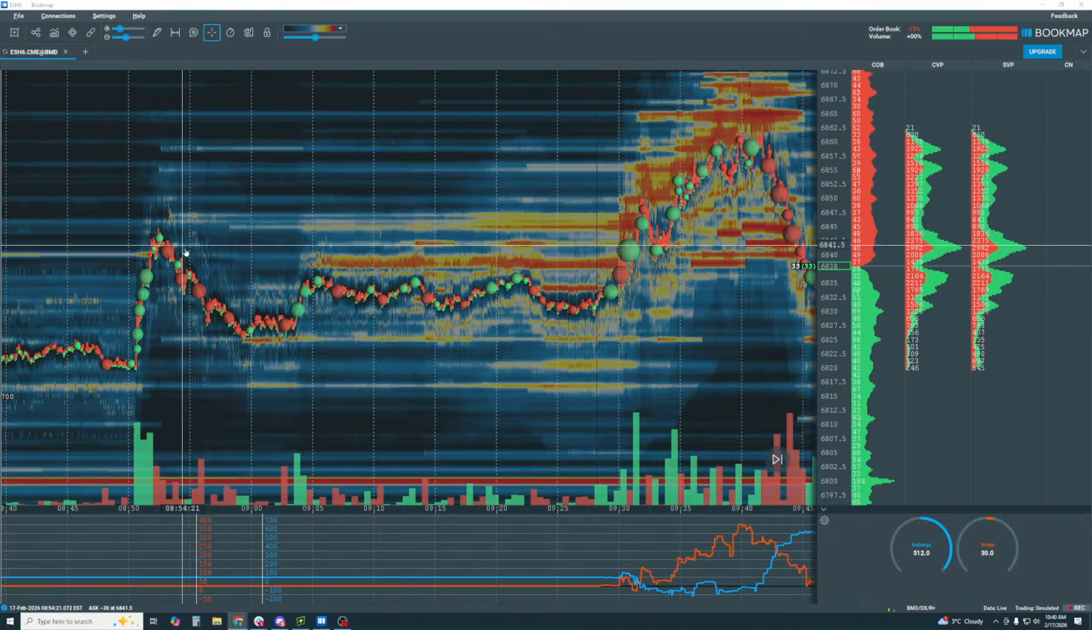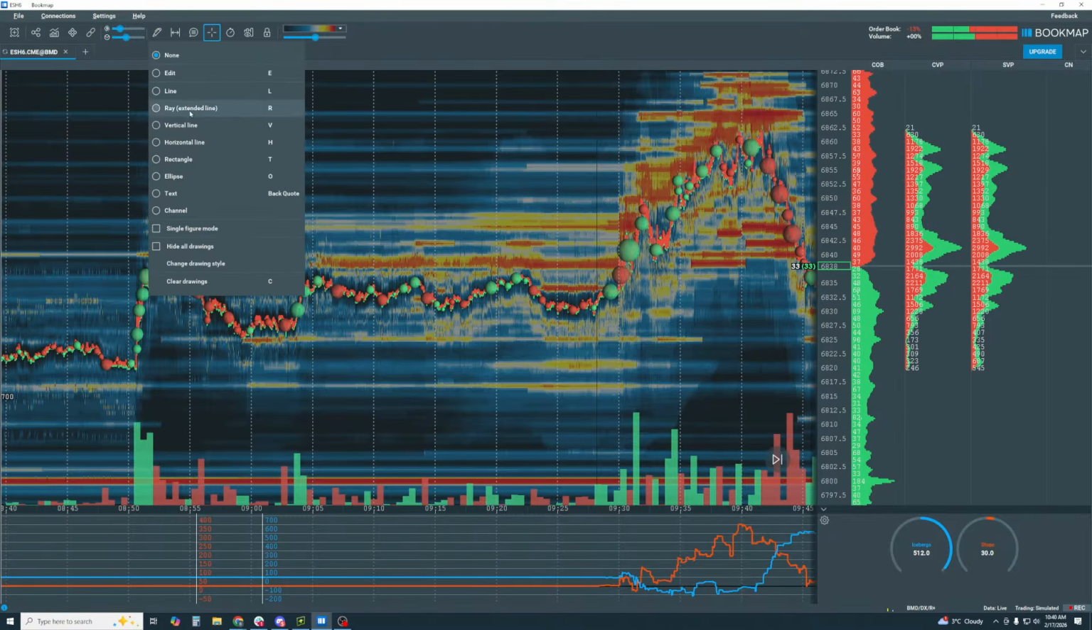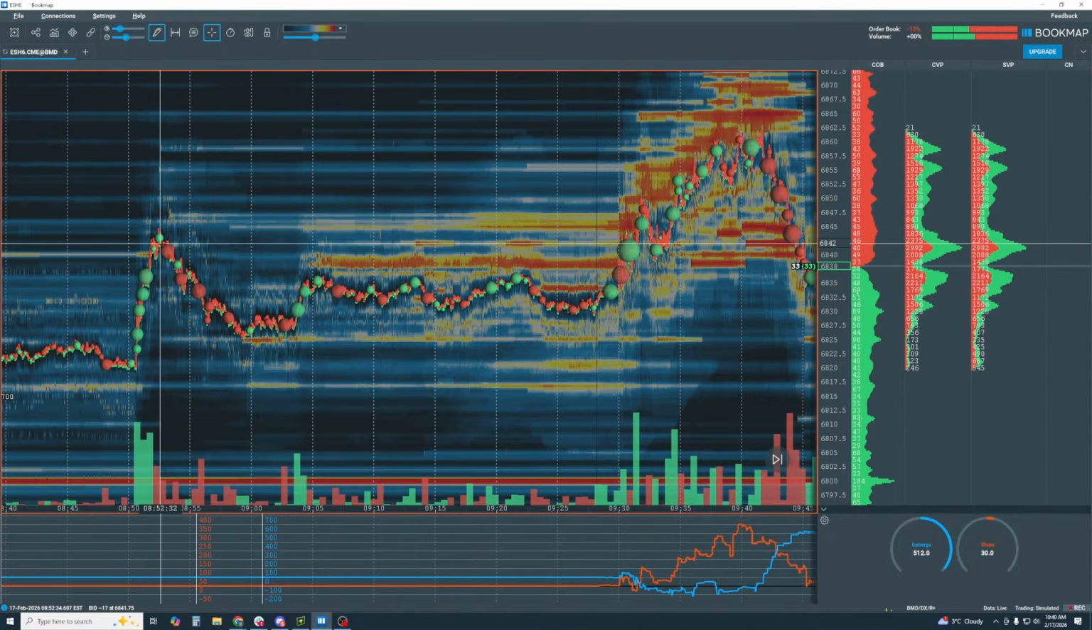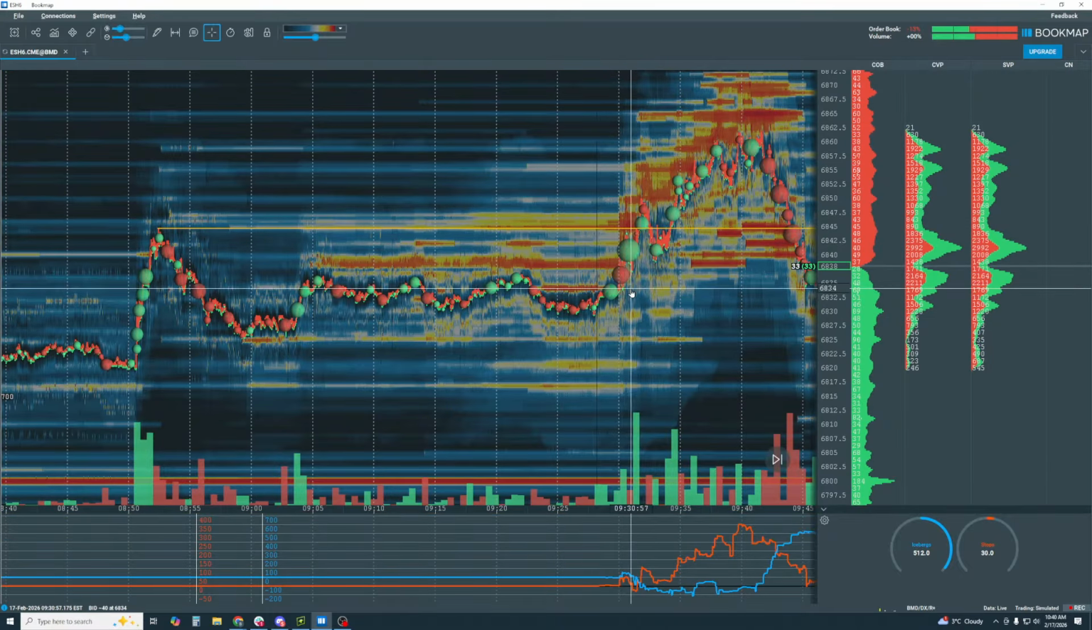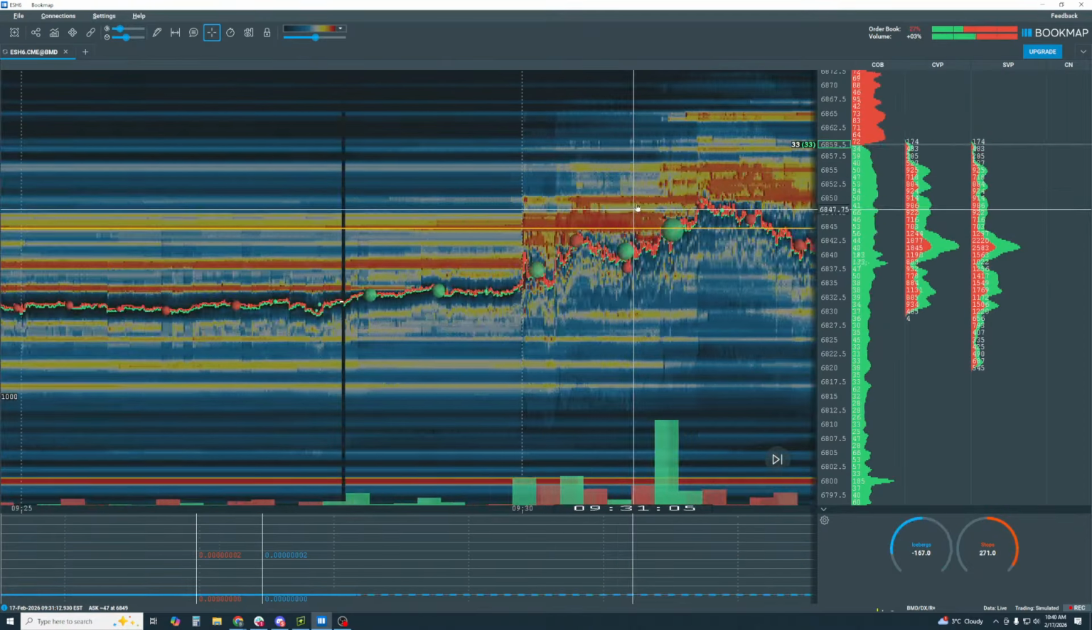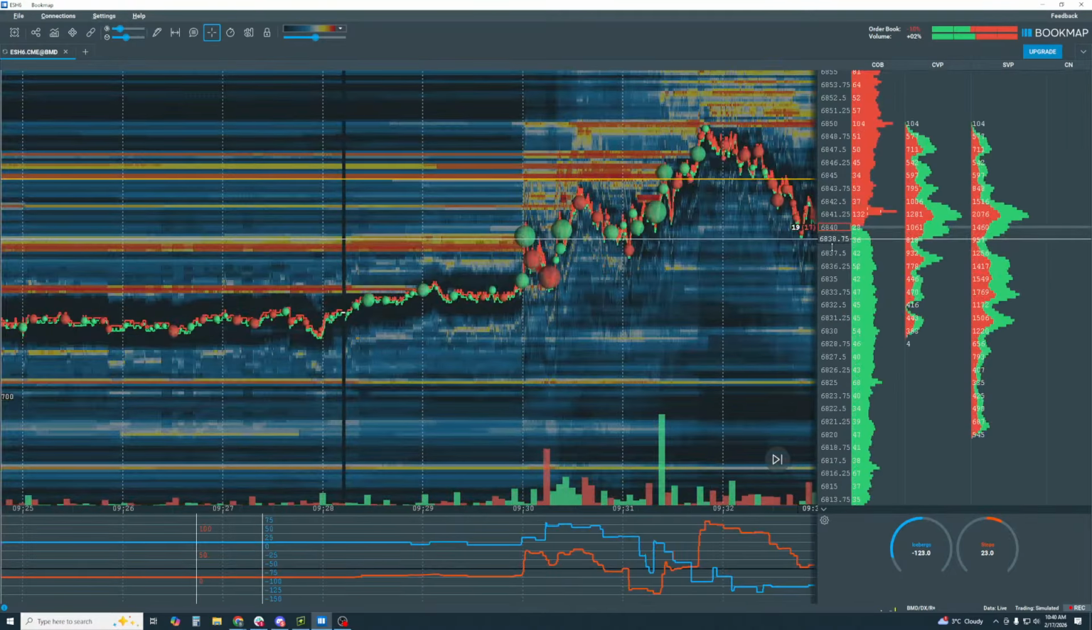Easy way to mark these up is use the drawing tool, ray, and then hold down the shift key and then just park your cursor here, left click, hold and drag it to the right. And there you go. Okay, so opening drive, I'd be looking for the swing up here, and I would anticipate there to be some chop. Let's put a scenario together.